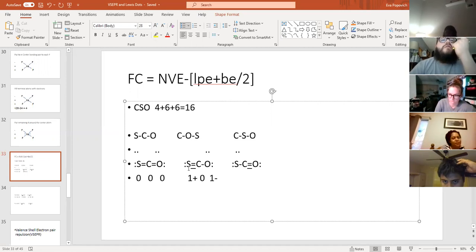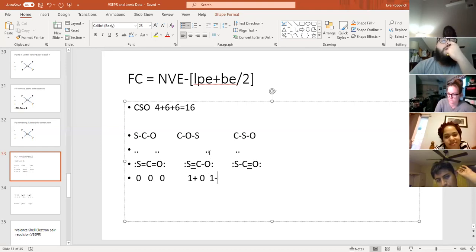For the oxygen, wouldn't it be 1 bonded? I'm sorry, there should be, there's 2 at the top. These 2 count, and there were 2 that went away.